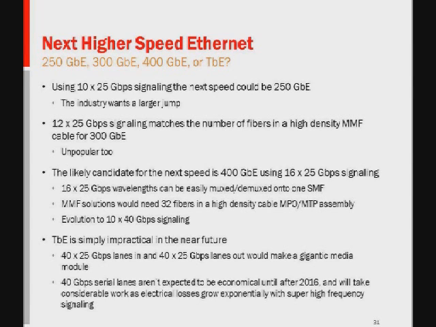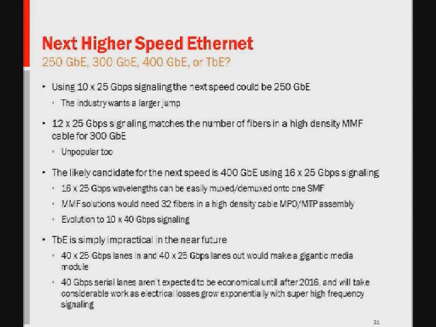So if we can mux together 16 25 gig electrical lanes and optical lanes, we could actually build 400 gig fairly economically. And then that would also be an easy step into 40 gig signaling using 10 lanes. So we'd go from 16 lanes of 25 gig to 10 lanes of 40 gig.